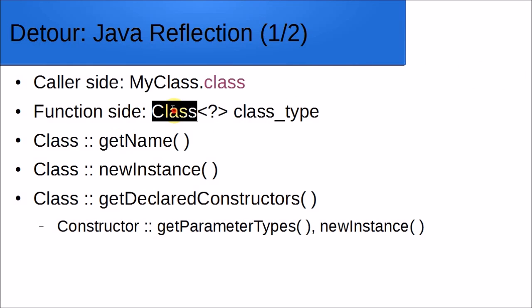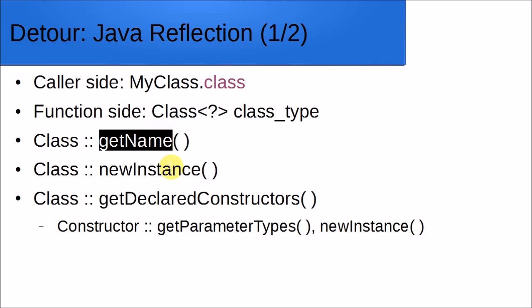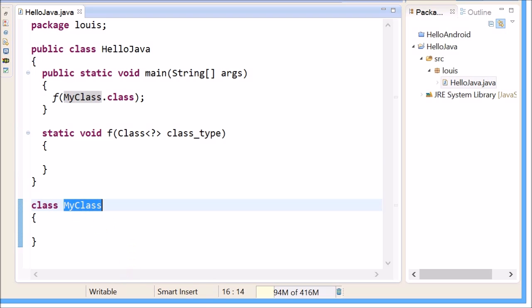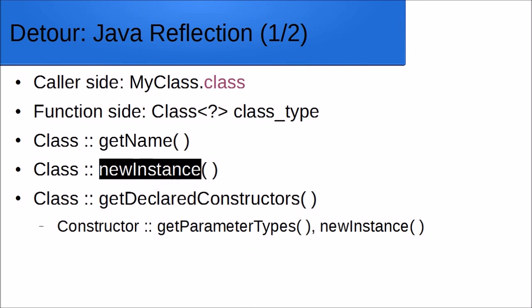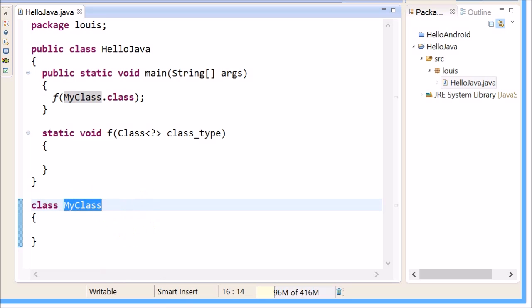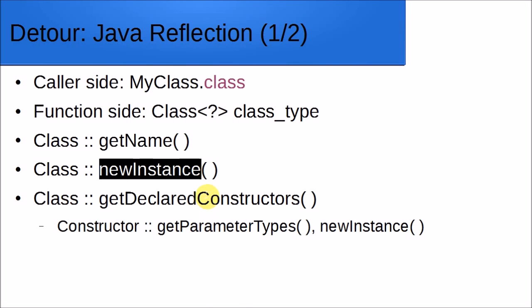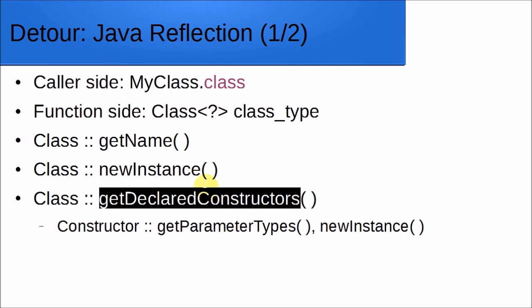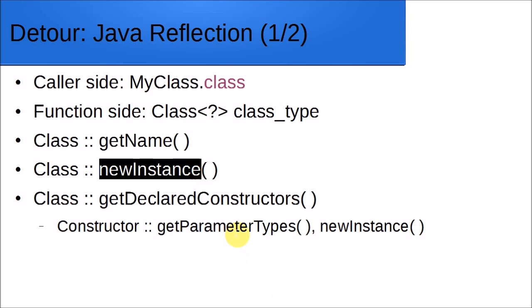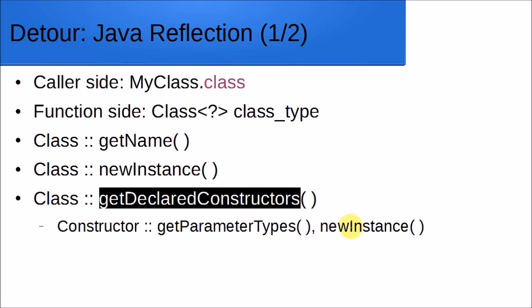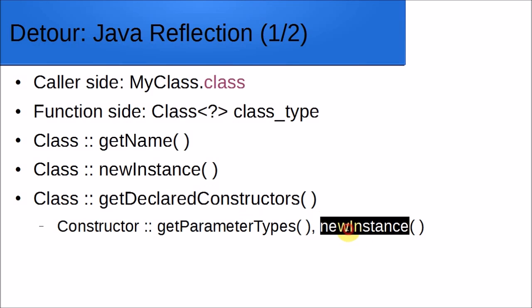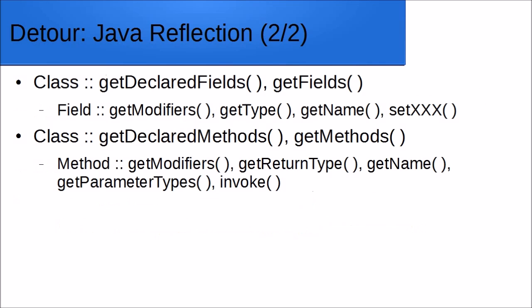You can, this class, okay, this is the name of a class. You can get the name, which means get this, right? My class. You can create an object. Create this class. You can use any constructors. New instance will use the default constructor, but you can use any of the constructors actually. You can get a list of all the constructors and then use new instance on the constructor that you want to use. You can do anything.